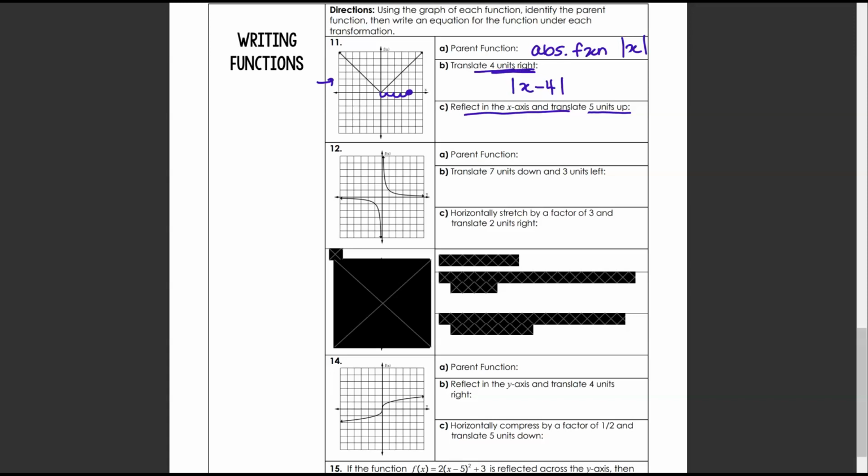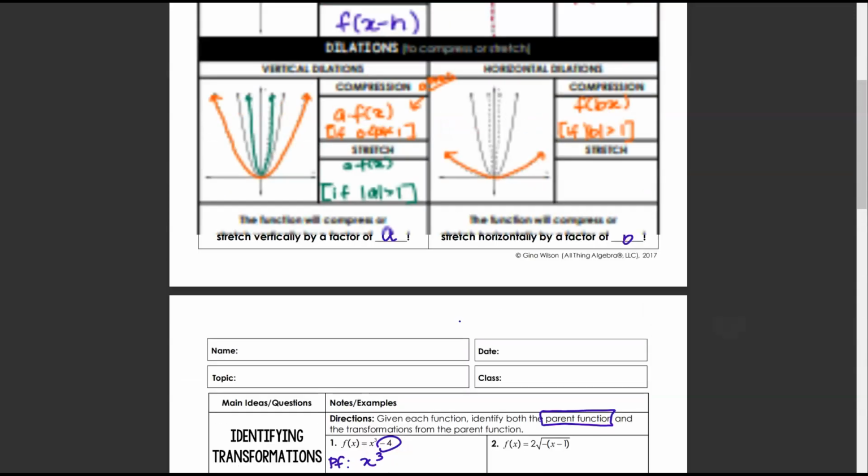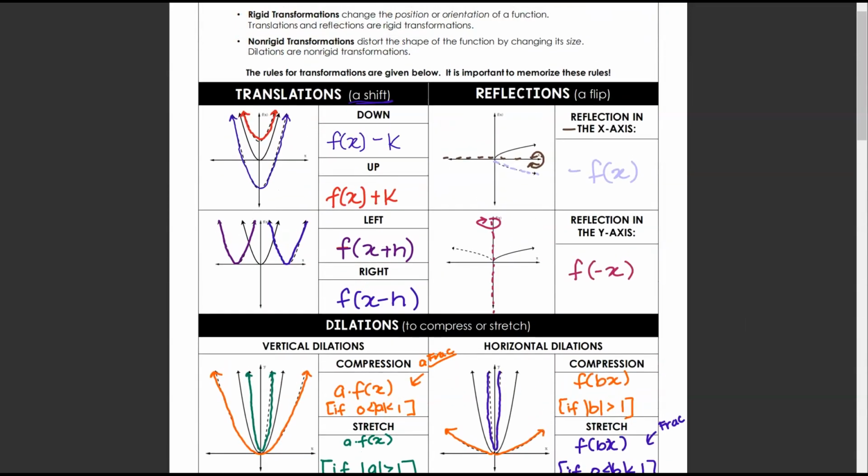And now, how is that going to look reflected about the x-axis and translated 5 units up? So now come back over here and think about, all right, reflection about the x-axis, right? That's this one right here. How is that going to affect the graph?